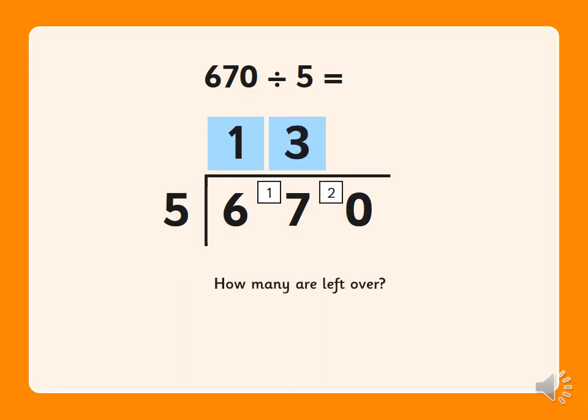So then the 2 is given to the neighbor, which is the 0. Now we've got 5 into 20. So we can go 5, 10, 15, 20. It's a perfect match: 4. So your answer now is 134.